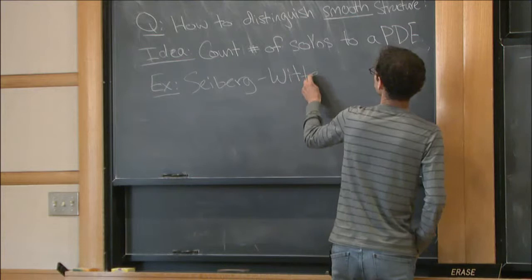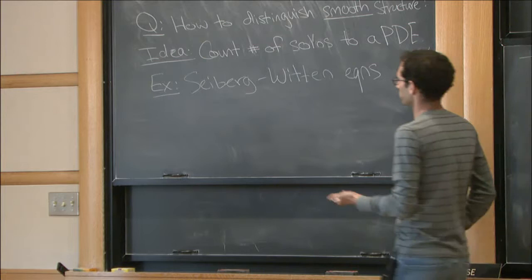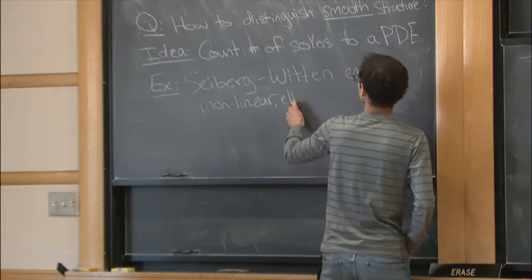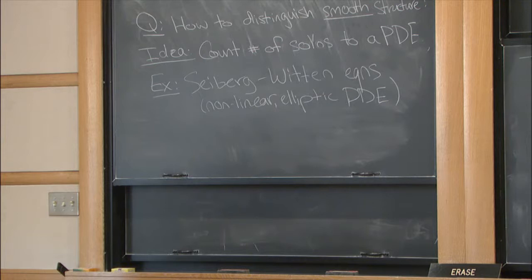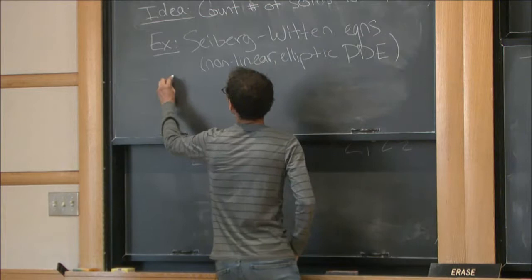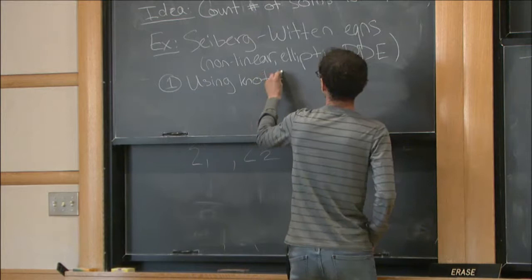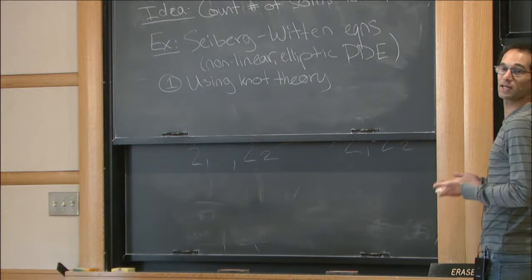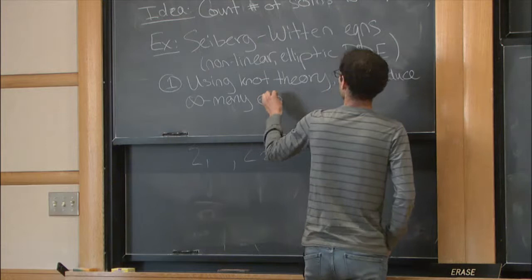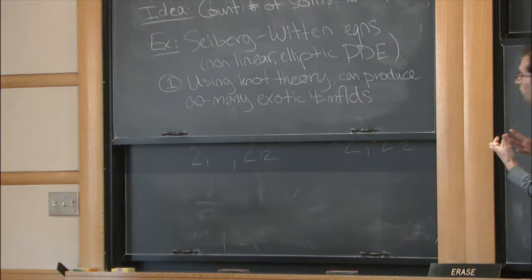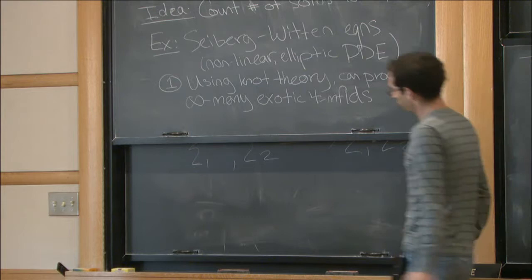Let me not say too much about them, but maybe a little bit about the structure: these are just some nonlinear elliptic PDE. And what's nice about these equations, let me try to draw some connections to other talks we've heard this week. For instance, using knot theory, like Jen told us in her talk, we can actually produce lots of examples of exotic four-manifolds. So we can produce infinitely many exotic four-manifolds, so one homeomorphism type, but infinitely many smooth types, just using some elementary techniques from knot theory.